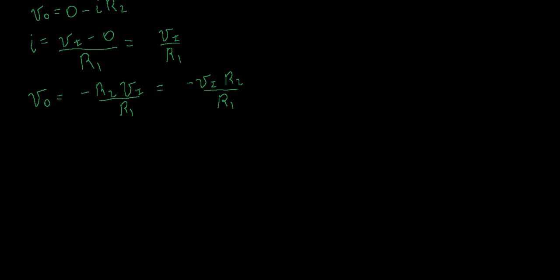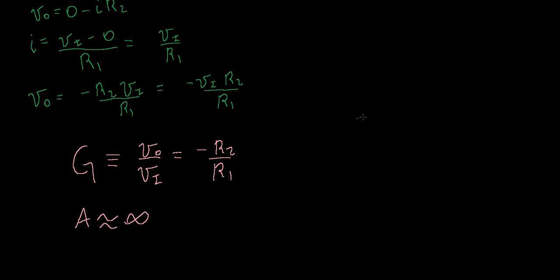So just some terminology here. This is called the closed loop gain. We define the closed loop gain G to be V0 divided by Vi, and this is equal to minus R2 divided by R1. So as you can see, the open loop gain of the operational amplifier A is almost infinite if you have no feedback.